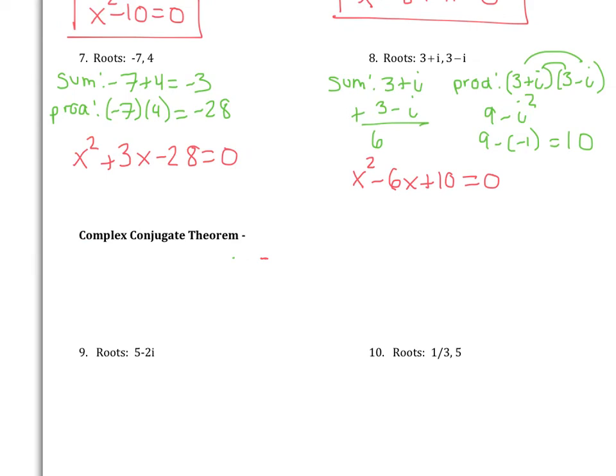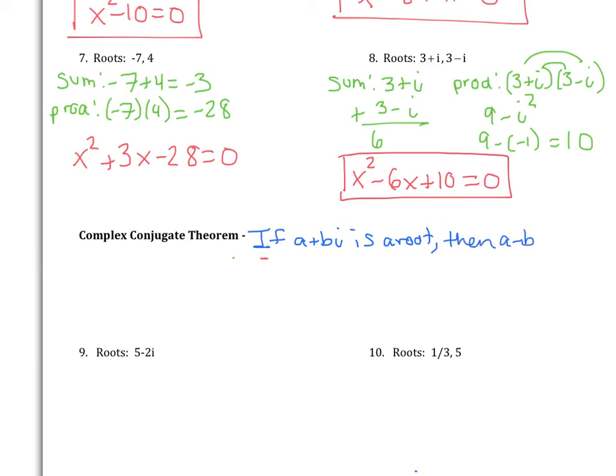Now, there's a little more to these roots with i than I'm letting on to you in number 8. We have something called the complex conjugate theorem. What this says is that complex roots always occur in pairs. So if a plus bi is a root, then a minus bi is also a root. You might have to add this in yourself. The big idea is that complex roots always occur in conjugate pairs.